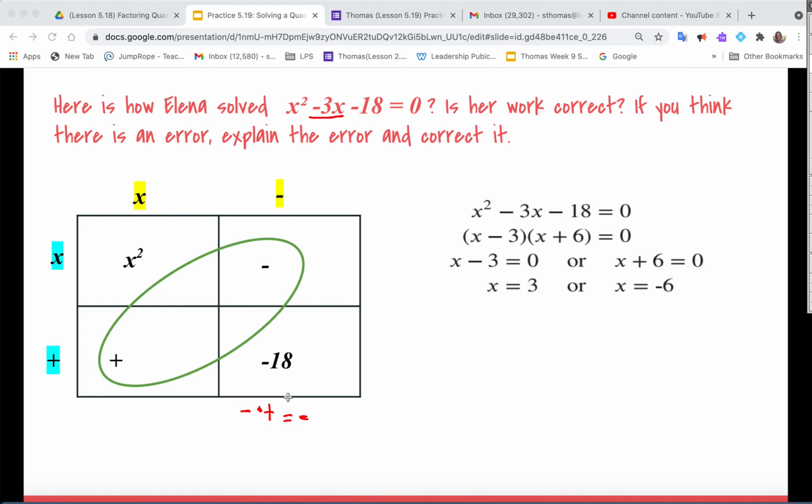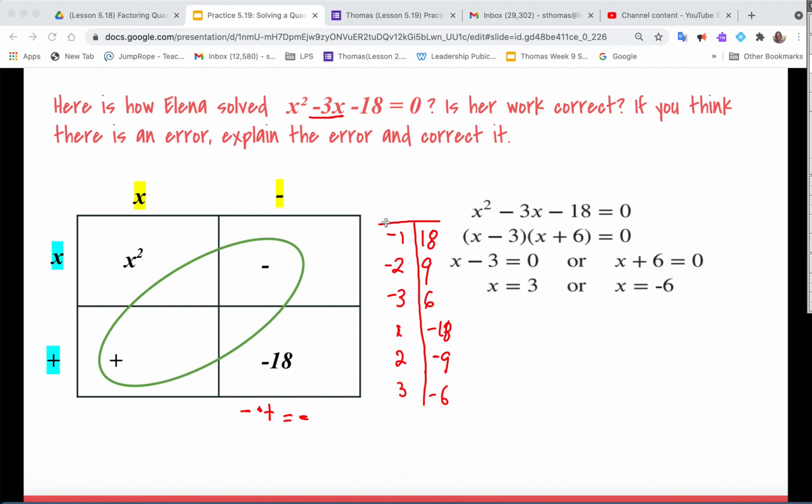So, what are the factors of negative 18 that will give us a positive 3? I like using a table format to list my factors. So it's negative 1 and 18, negative 2 and 9, negative 3 and 6. I could do it the other way around. I could do positive 1, negative 18. I could do positive 2, negative 9, and I could do positive 3, negative 6.